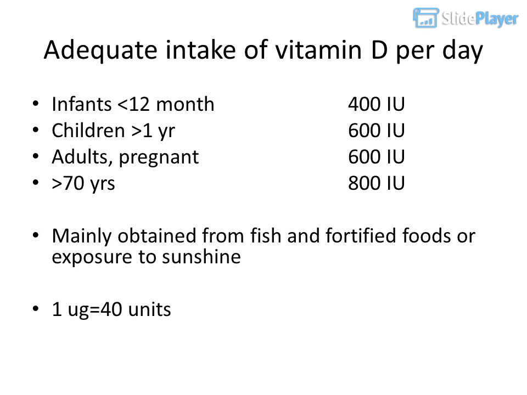Infants less than 12 months: 400 IU. Children greater than 1 year: 600 IU. Adults and pregnant women: 600 IU. Those greater than 70 years: 800 IU. It is mainly obtained from fish and fortified foods or exposure to sunshine. 1 microgram equals 40 units.